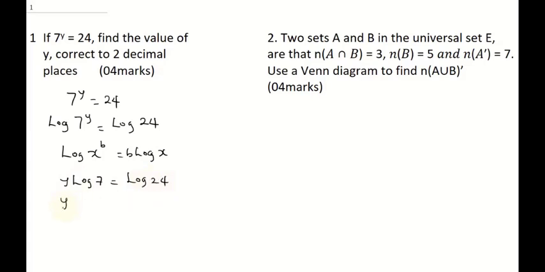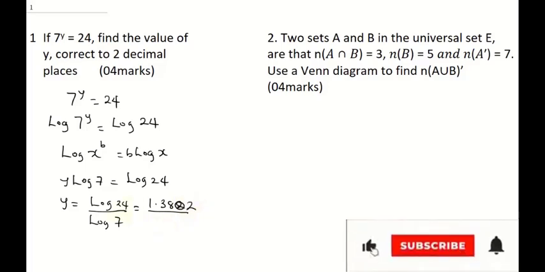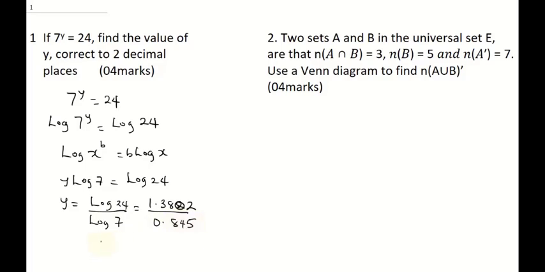So therefore, we'll make y the subject of the formula. This will be log 24 all divided by log 7. So when you punch log 24 in your calculator, you are going to get 1.3802, all divided by log 7, which will be 0.845. So when you divide this by this, you are going to get 1.635, which is approximately, to 2 decimal places, 1.64. Final answer. So that's exactly how to solve question 1.